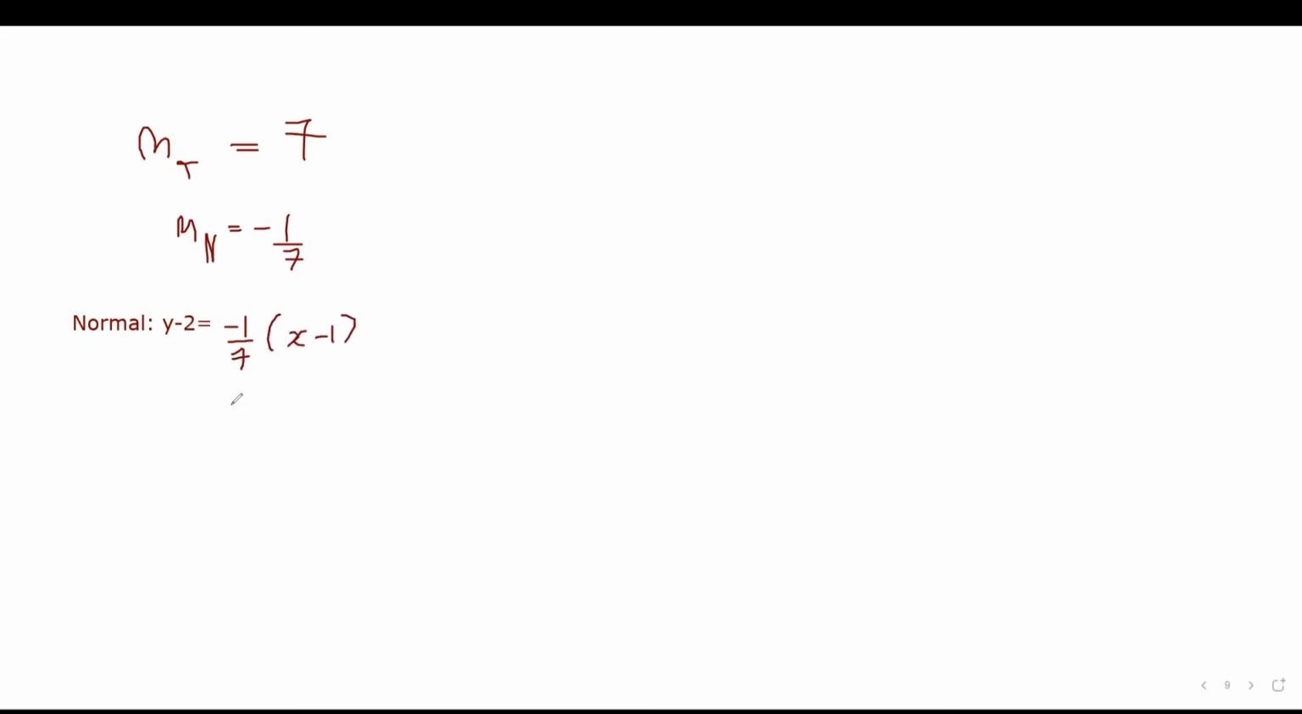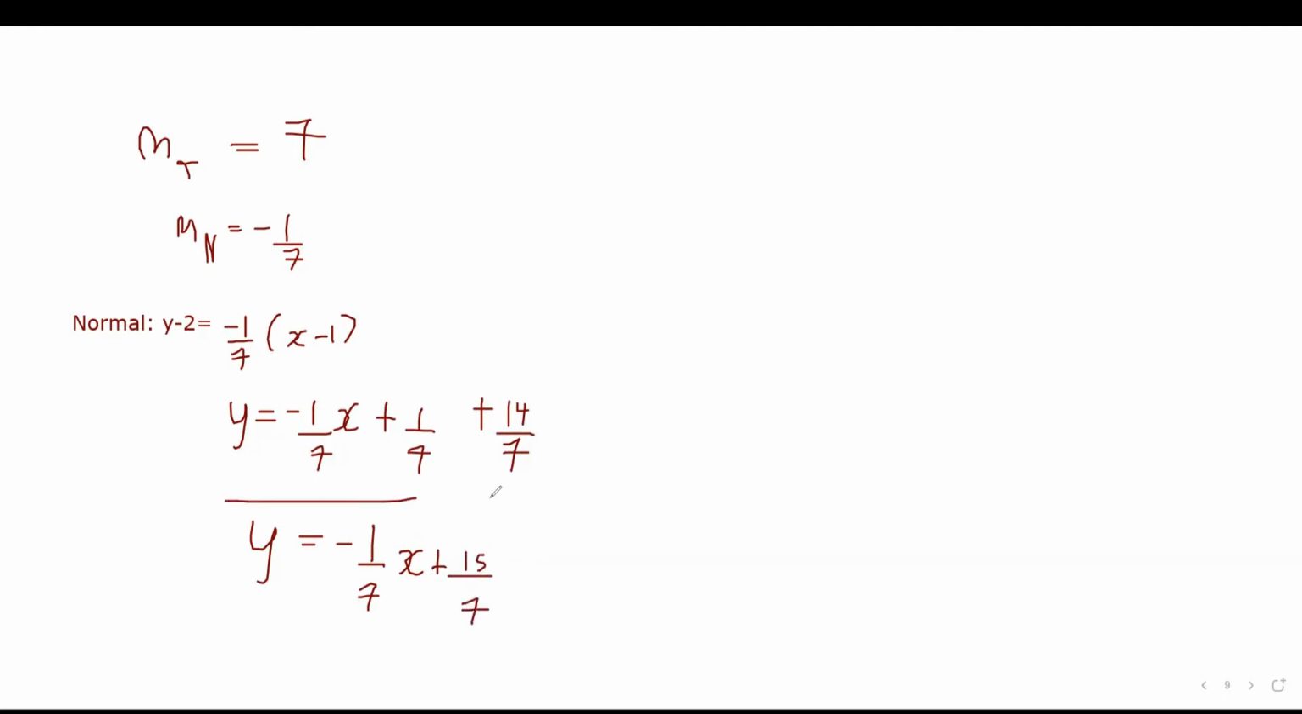All right, and so now what we're going to get is y is equal to, we can bring over the -2 over here. We're going to get -1/7 times x. Then this is going to become +1/7. Then we'll bring over the 2, it becomes +2, but 2 is really 14/7. So this allows us to get that the normal is y is equal to -1/7x plus 15/7. And this is the normal. All right, so that's the equation of the normal.